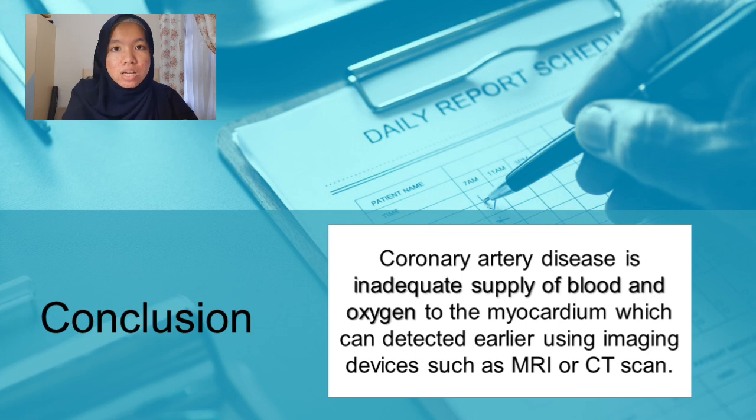From this topic, we can conclude that coronary artery disease is an inadequate supply of blood and oxygen to the myocardium, which can be detected earlier using imaging devices such as MRI or CT scan.